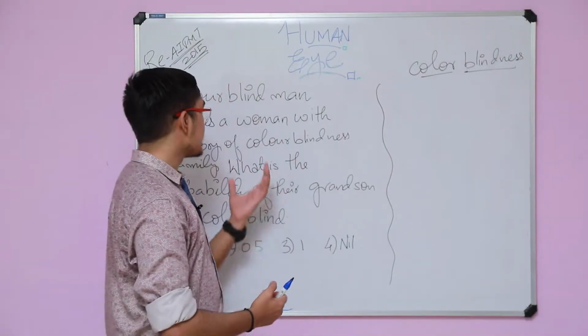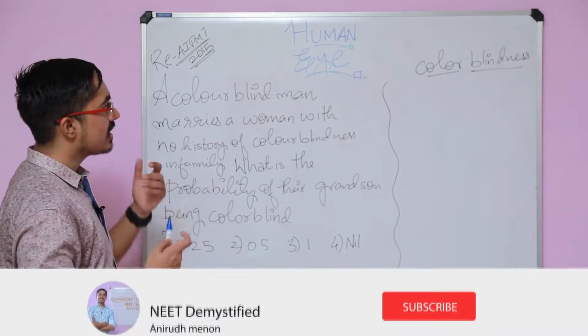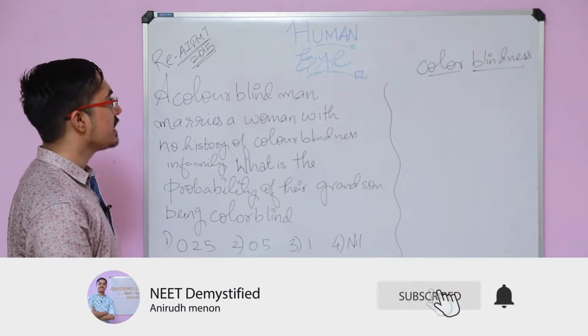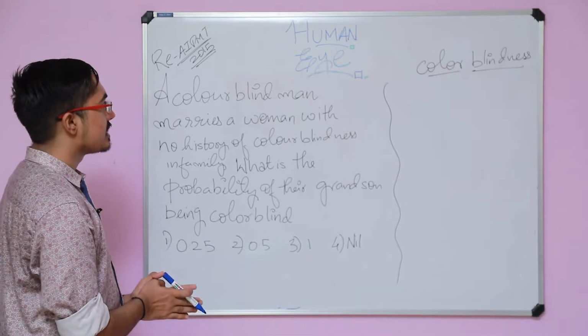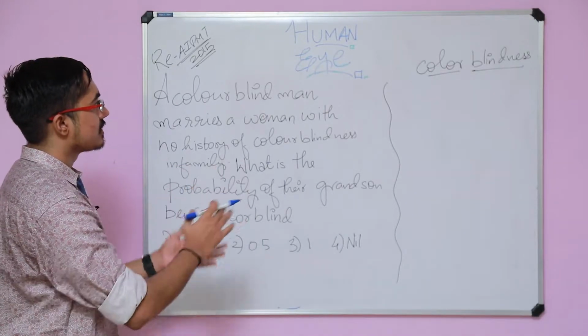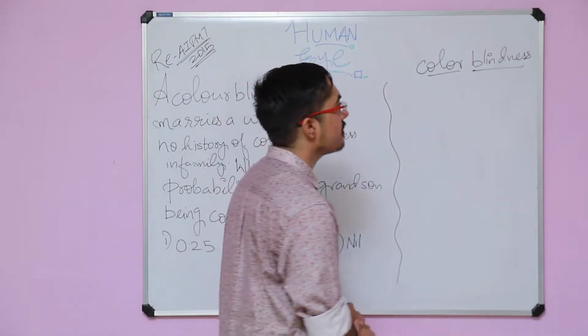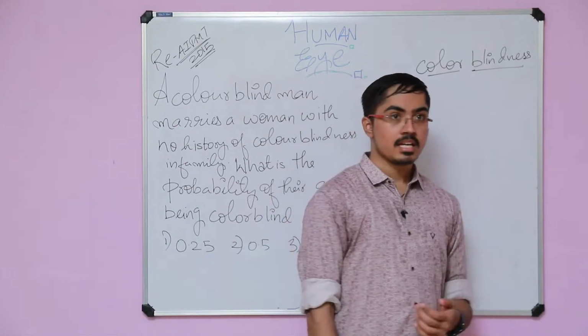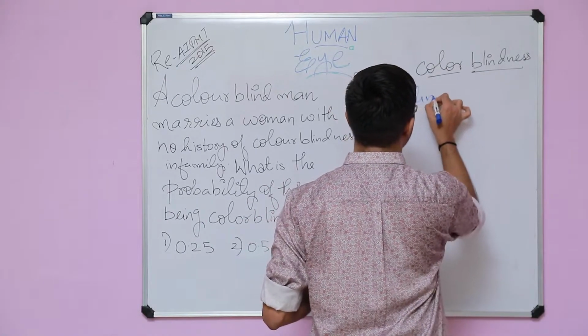So for solving this question, you require a knowledge of color blindness. Color blindness is actually taught in the topic of genetics, and it follows Mendelian genetics as such. We will be discussing certain points regarding the type of inheritance pattern of color blindness, so that we can solve this question after this. So color blindness is X-linked recessive.